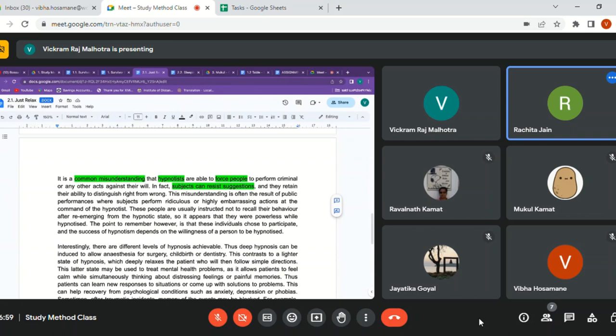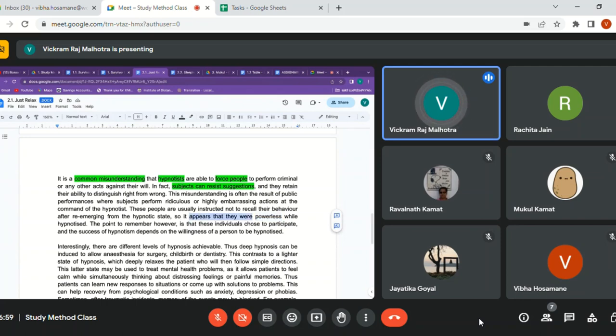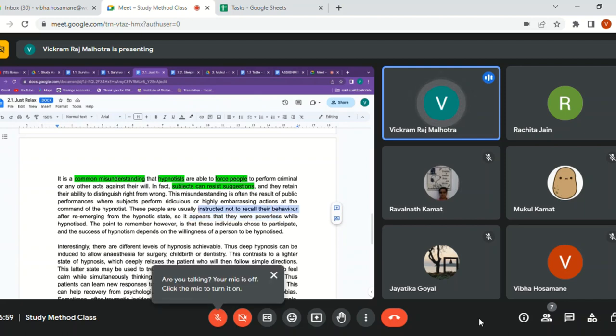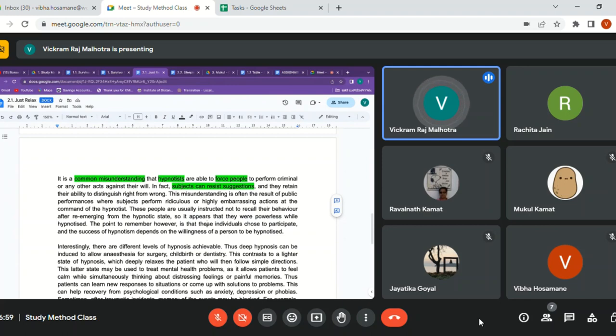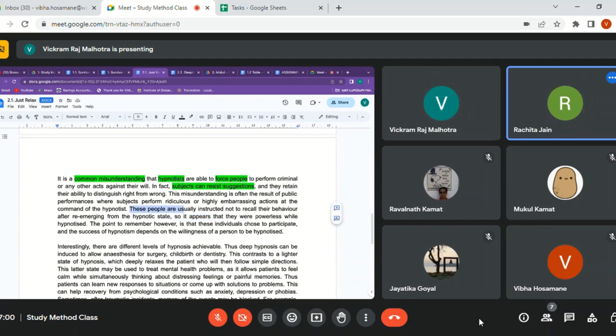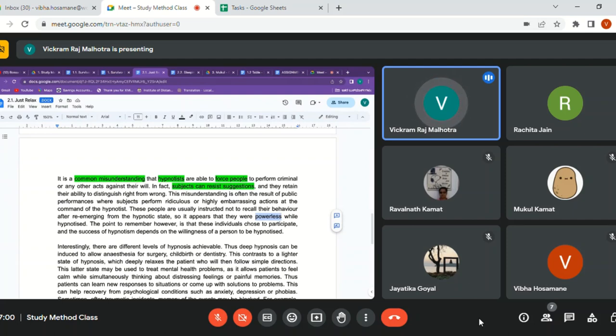Powerless? Yeah, but what about it? Just by itself, powerless means nothing. It appears that they were powerless, but is that what we want to say? These people are instructed not to recall the behavior, so it appears that they were powerless, but is that the truth? When you say it appears to be that way, is that the reality or something that appears to be? That means the truth is not what appears to be, right? So if you just highlight powerless, what will it mean? It will mean nothing because you neither mentioned the topic nor the people involved in that sentence. You've not even spoken about the hypnotist nor the person being hypnotized. So there has to be some connection between the keywords.